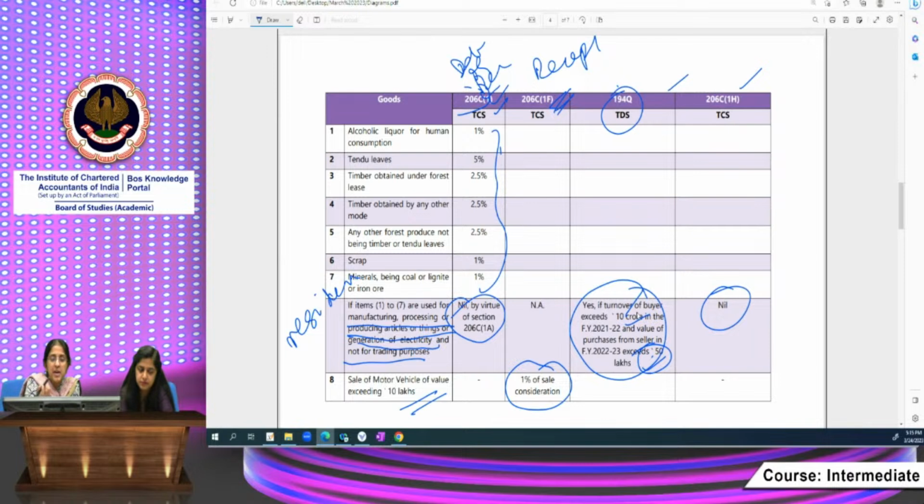And suppose the buyer's turnover is only 8 crore in the previous year? Then TDS is not attracted. TCS in any case will not be attracted. So this is as far as 206C1 is concerned. Is this clear?